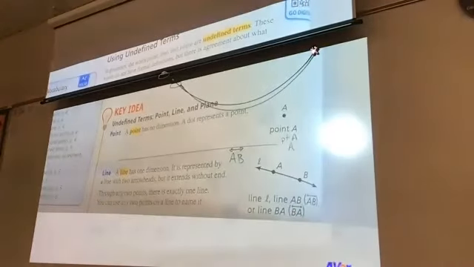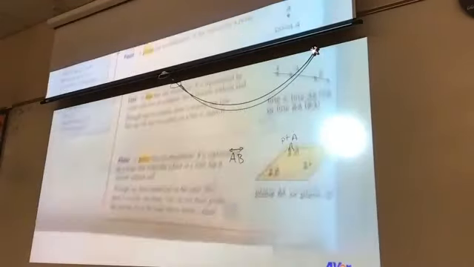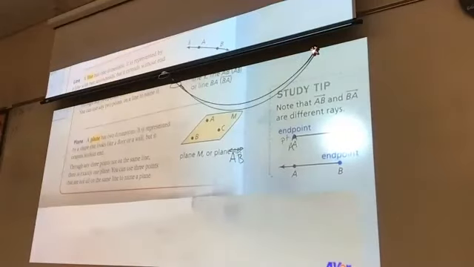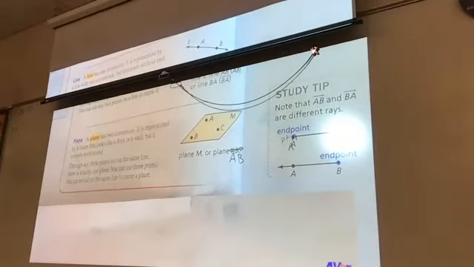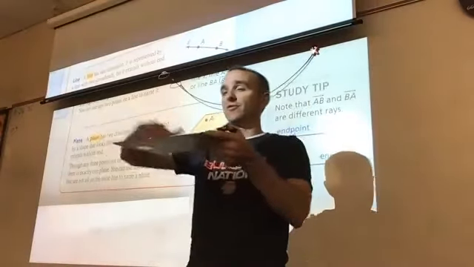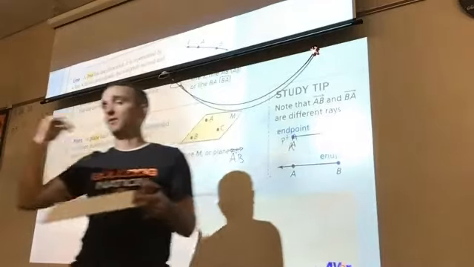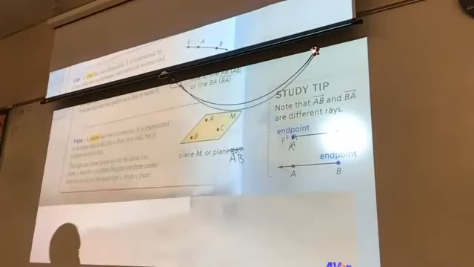And then our third undefined term here is plane. A plane we think about as being a flat surface that extends forever in all directions. So I'll use the clipboard a lot of times as an example of a plane. But we have to pretend like it extends on forever in all directions. Like the ceiling extended on forever in all directions. That's a plane, okay?